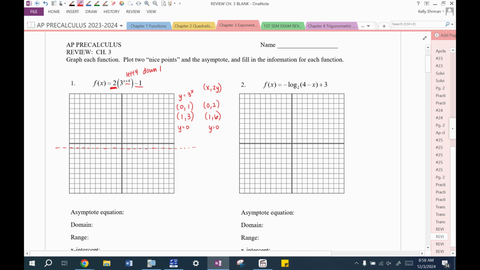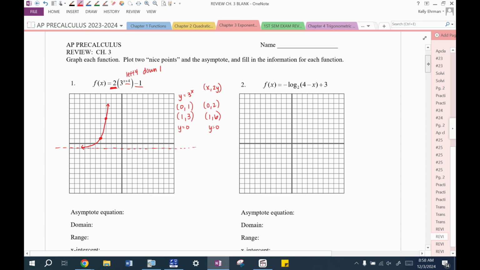And then the point 0, 2 goes left 4, 1, 2, 3, 4, and down 1. And then the point that's at 1, 6 goes left 1, 2, 3, 4, and down 1. And then we sketch this curve in.